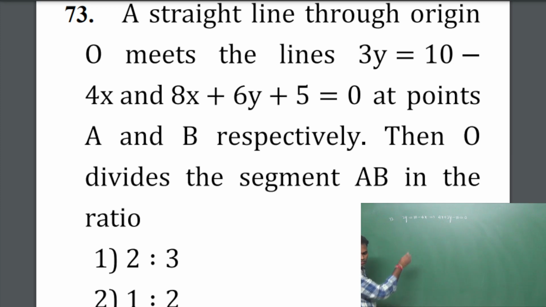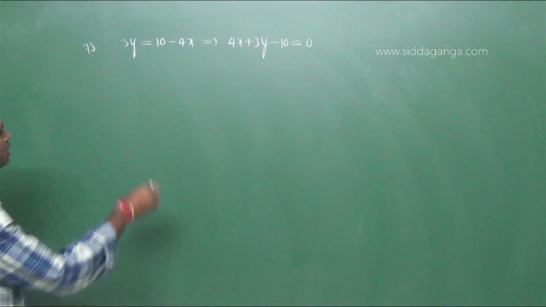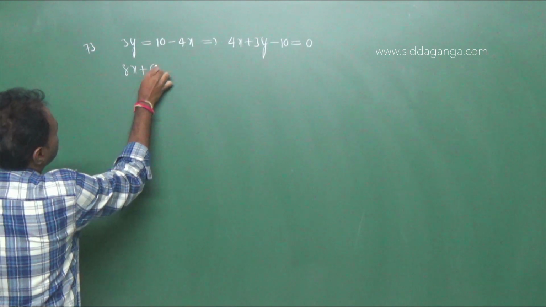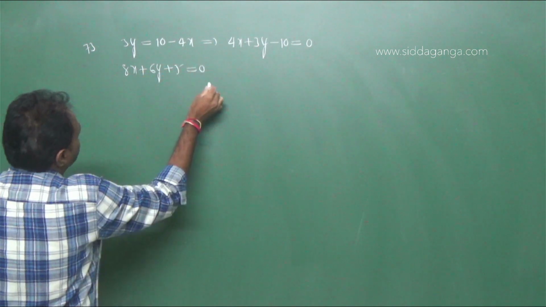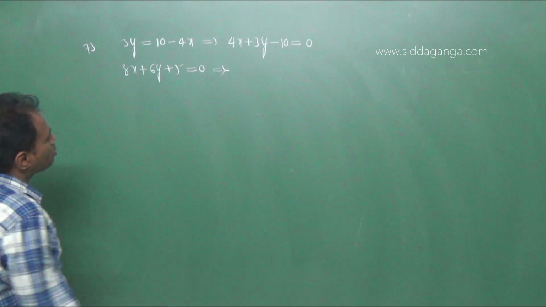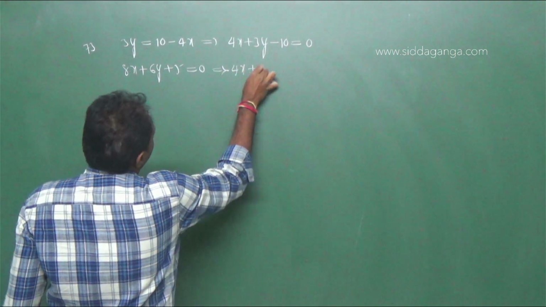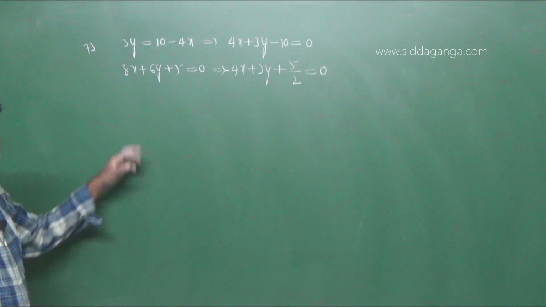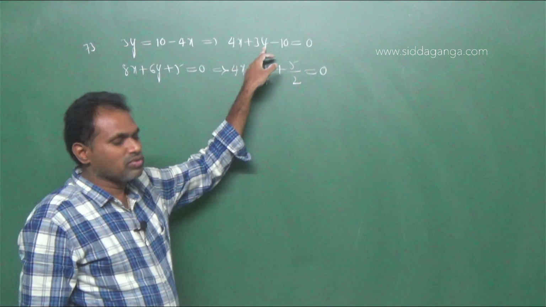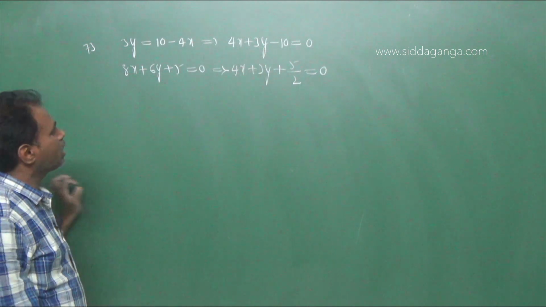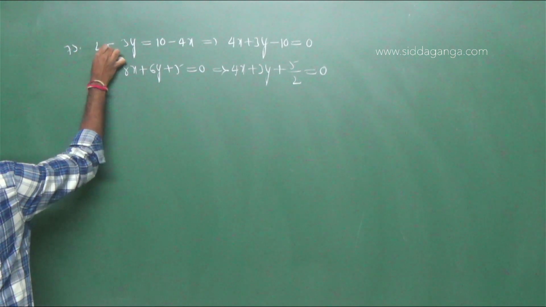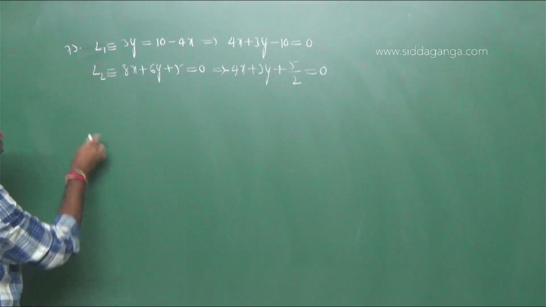And the second line equation is 8x plus 6y plus 5 equal to 0. Divide this equation by 2, that is 4x plus 3y plus 5 by 2 equal to 0. If you observe these two line equations, the x coefficients and y coefficients are the same. Therefore, these two line equations are parallel lines, the first line and the second line.